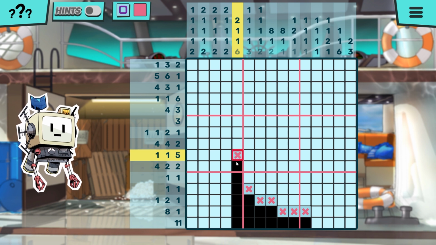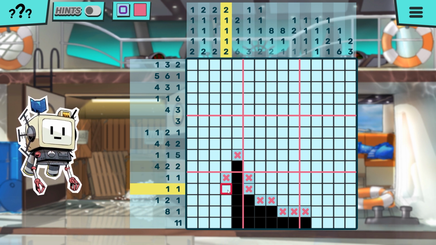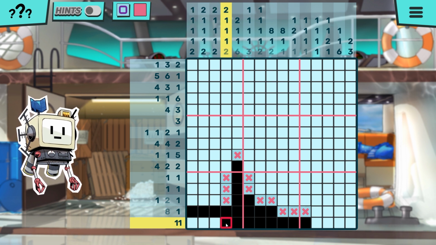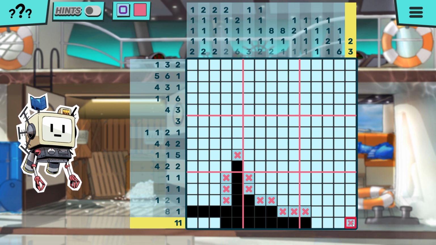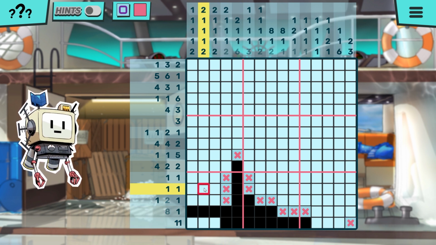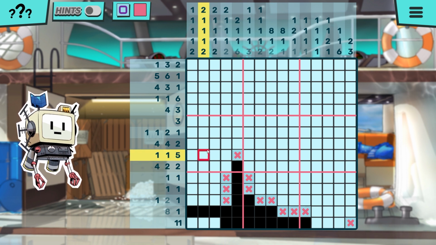And then 6. Yep. Means that's part of one of the ones. That's the 2. Oh, that's the 8. That's the 8 right there. That's the 2. Means I can X that off. And the rest of these are potentially 2s, so we don't know too much about them.